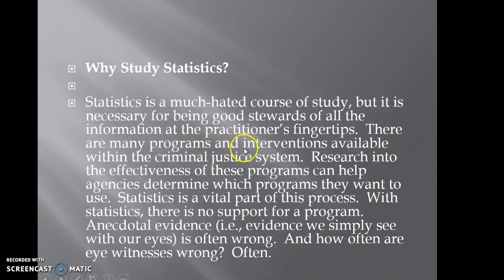There are many programs and interventions available within the criminal justice system. Research into the effectiveness of these programs can help agencies determine which programs they want to use, which ones they want to continue, which ones they want to stop. Statistics is a vital part of this process, but the statistics have to be accurate and they have to measure what they intended to measure, the validity. Without statistics, there is no support for a program. Anecdotal evidence, which is evidence we simply see with our eyes, like for instance eyewitness testimony, is often wrong. Often.